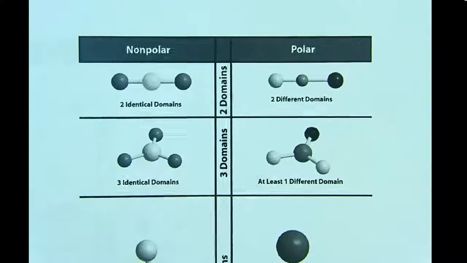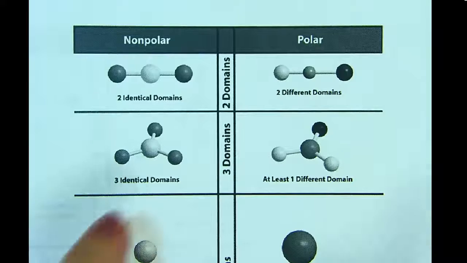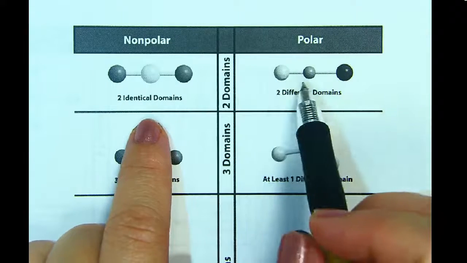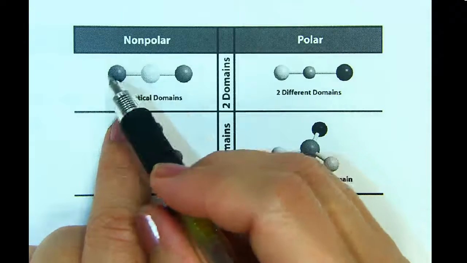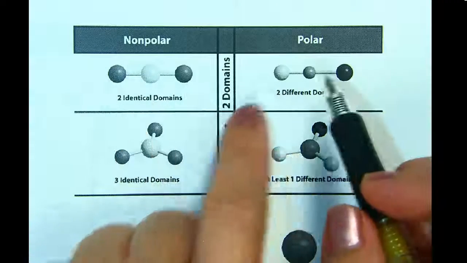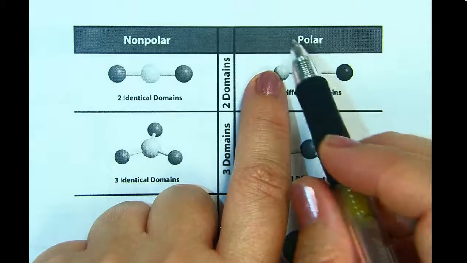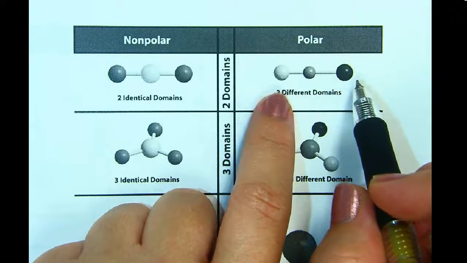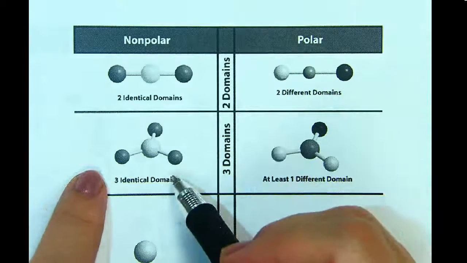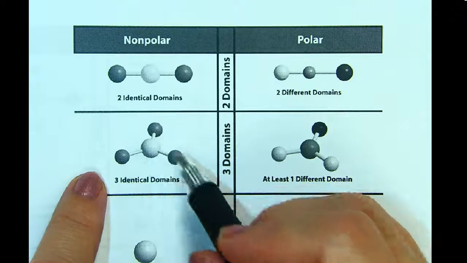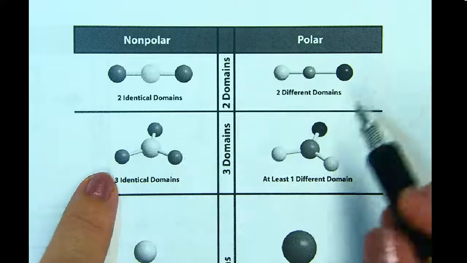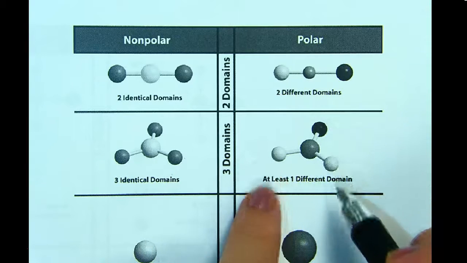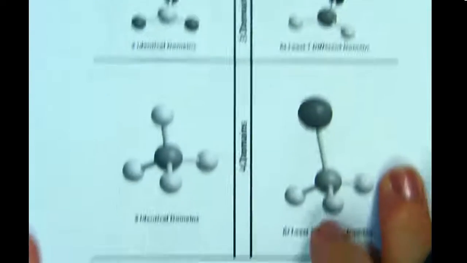You're going to need to memorize when you have a polar versus nonpolar molecule. When we have two domains, a linear configuration, it's nonpolar as long as these are identical. But if they are not identical, then it becomes polar because there is a pull more in one direction than there is in the other. When you have three domains, as long as they're all identical, then this is going to be nonpolar. But if one of the three domains is different than the others, then it's going to become a polar configuration.